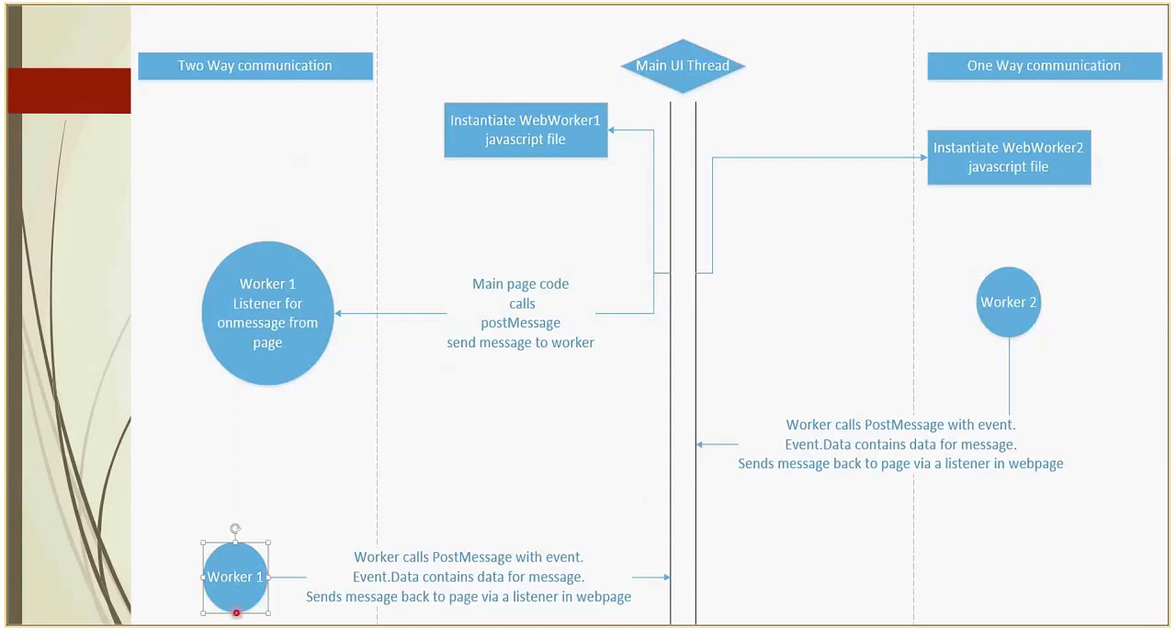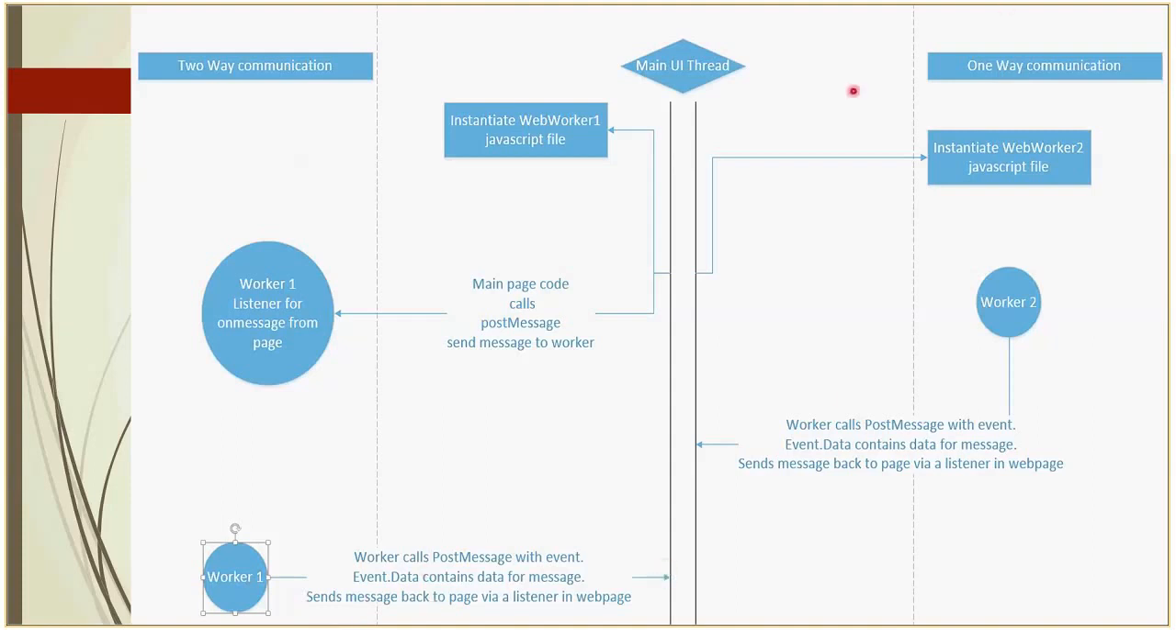Then let's talk about how a worker 1 wants to send back its message to the main thread. So after processing, workers can call post message, just how the main page was able to call a post message. Worker also can call the post message and send the appropriate data in the event.data. So event.data is a property that you would want to look for when wanting to read the data from the message. So in this case, the worker 1 is sending back message to the web page.